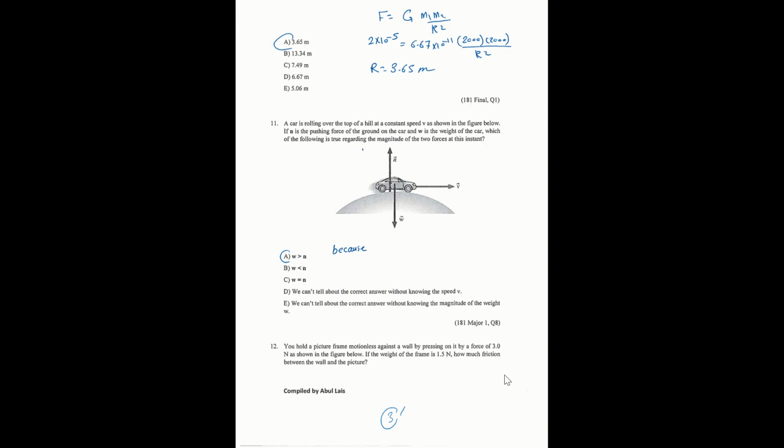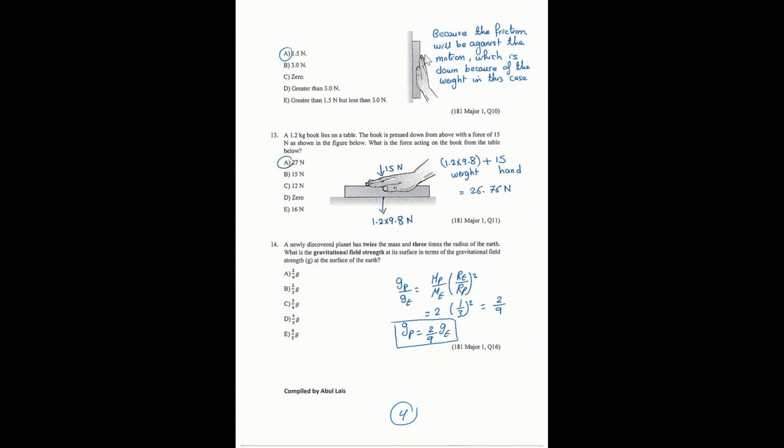Number 12 says that you hold the picture frame motionless against the wall by pressing on it with a force of 3.0 newtons as shown in the figure below. If the weight of the frame is 1.5 newtons, how much is the friction between the wall and the picture? So here you can see that this person is holding the frame against the wall, and the weight of this frame is 1.5 newtons, and we want to know how much the friction is.